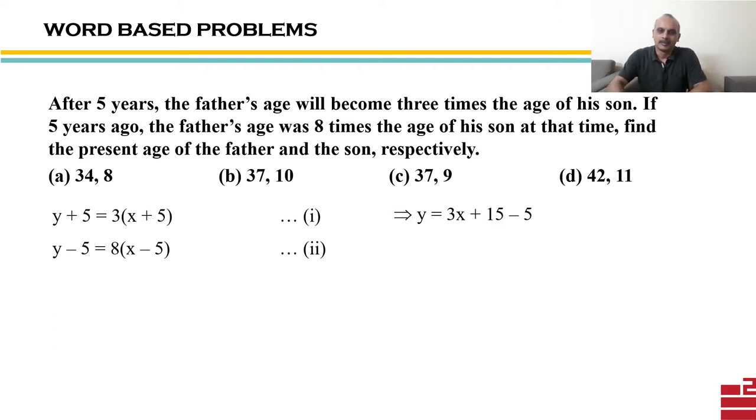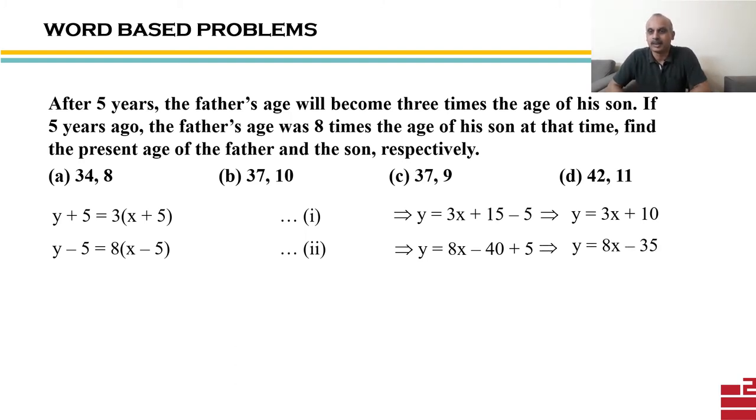Upon simplification, we get y is equal to 3x plus 10 from the first equation, and the second equation when simplified gives y is equal to 8x minus 35, as you can see. Now once we get this, we will solve these two equations either by elimination or substitution method, about which we have talked in the previous video on linear equations.